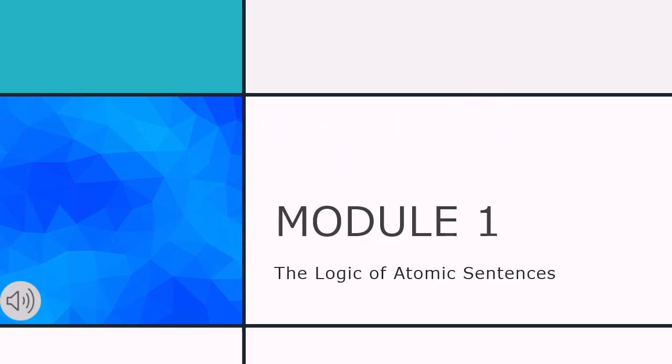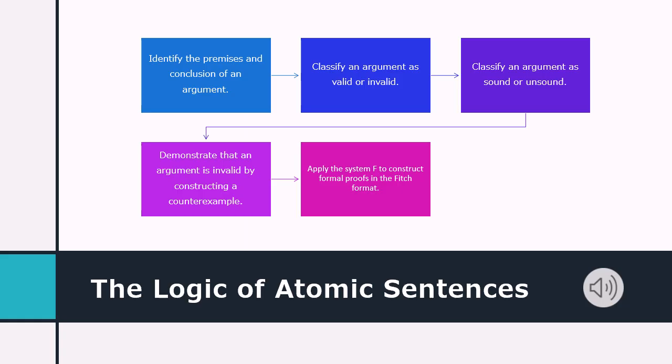Welcome to module number 1, where we're going to begin discussing the logic of atomic sentences. Remember back in module 0, we talked about first-order languages and how we construct atomic sentences. Now we'll be saying a bit about some of the logic of atomic sentences. In this module, we've got 5 main learning objectives that go in order.